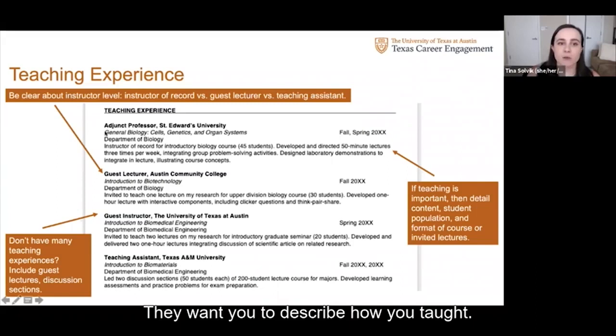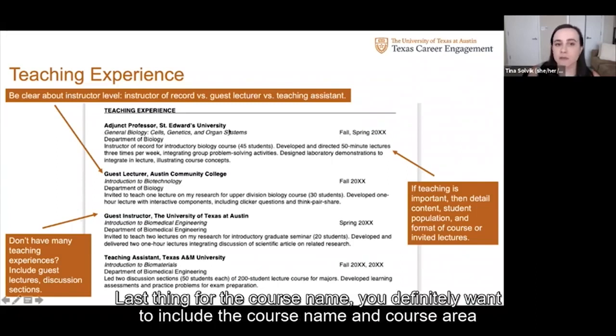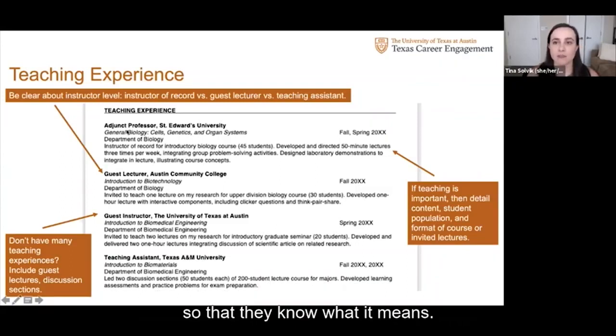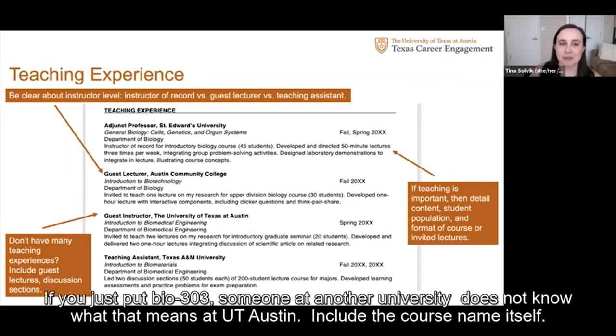And then last thing, for the course name, you definitely want to include the course name and course area so that they know what it means. If you just put Bio 303, someone at another university does not know what Bio 303 means at UT Austin. So make sure you include the course name itself.